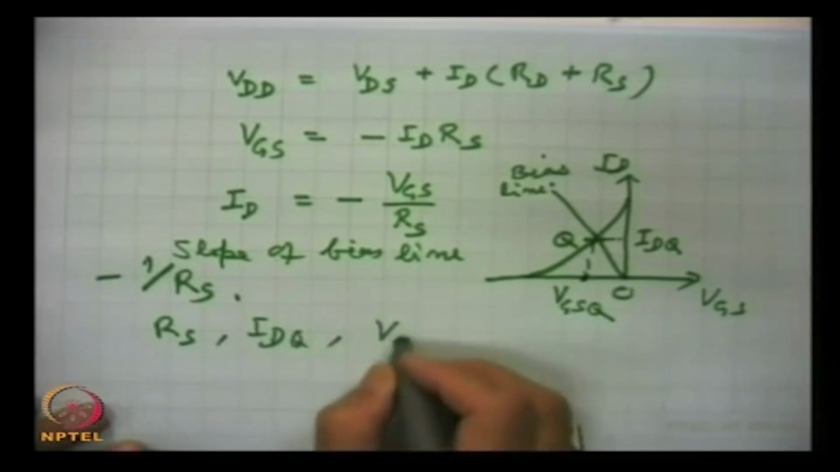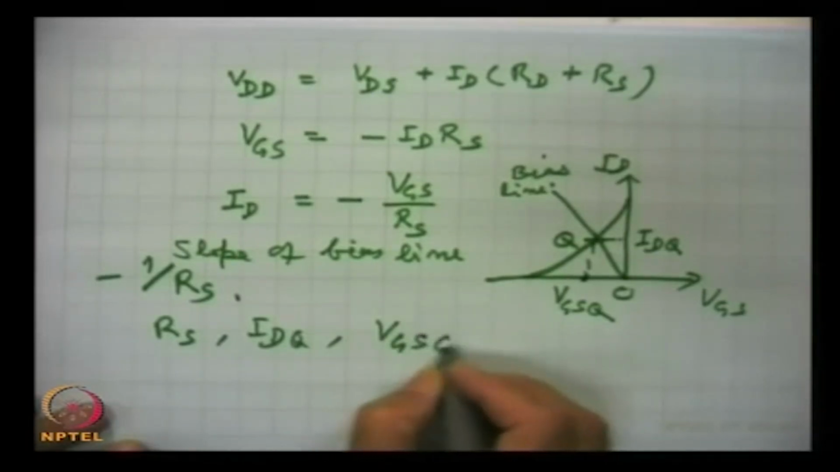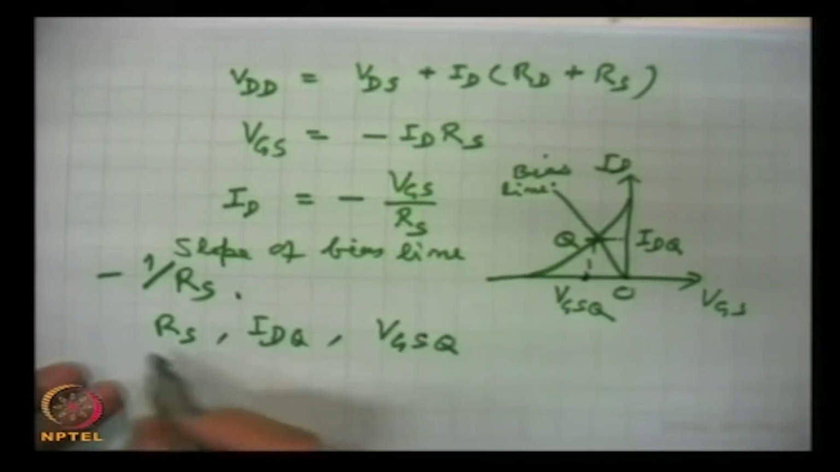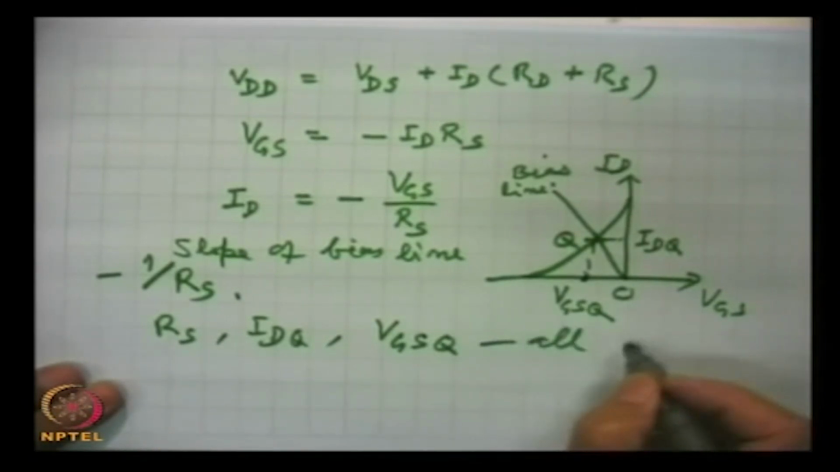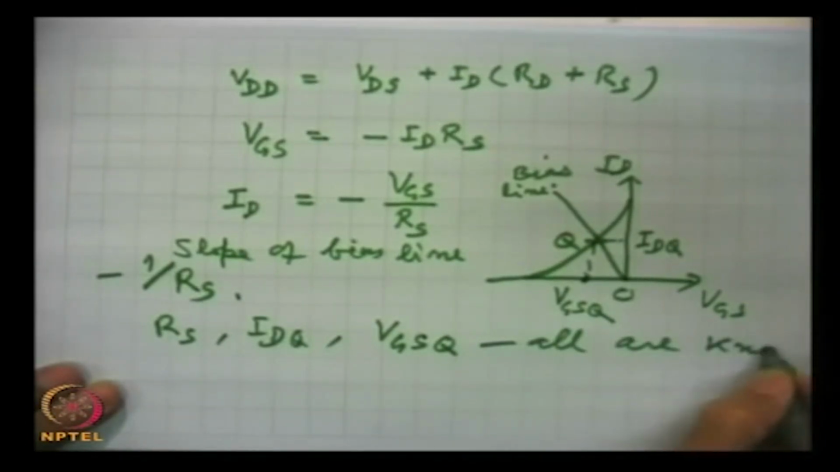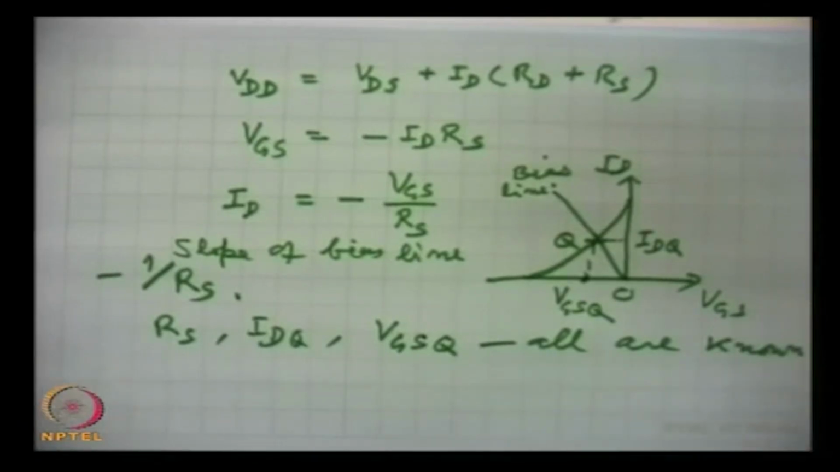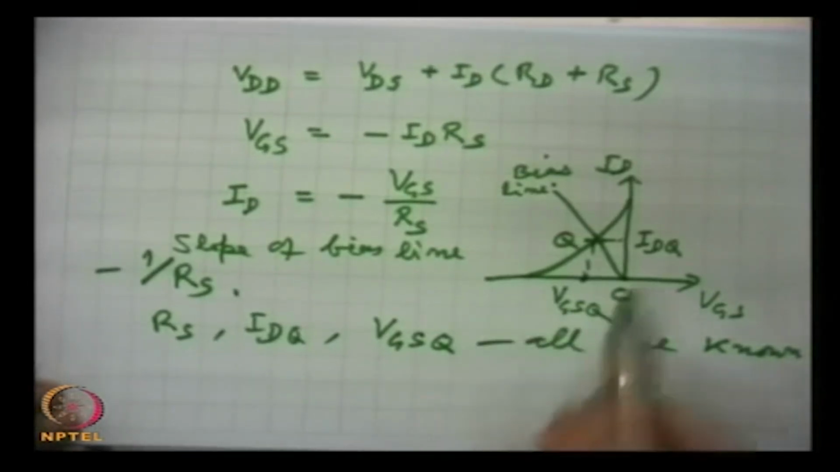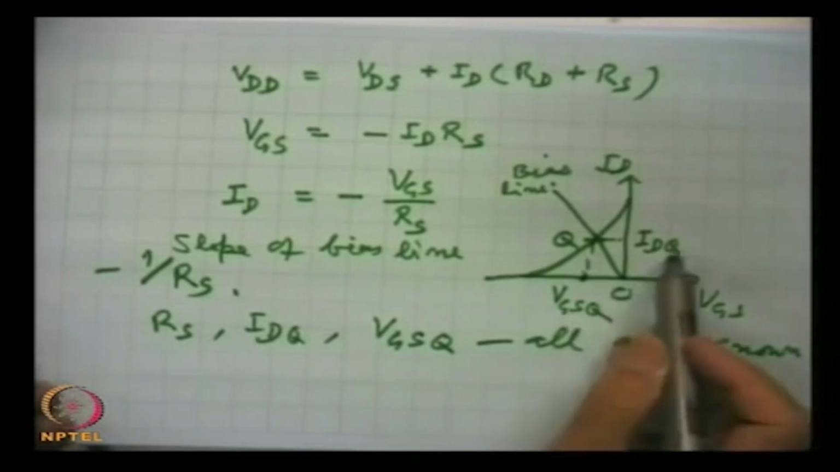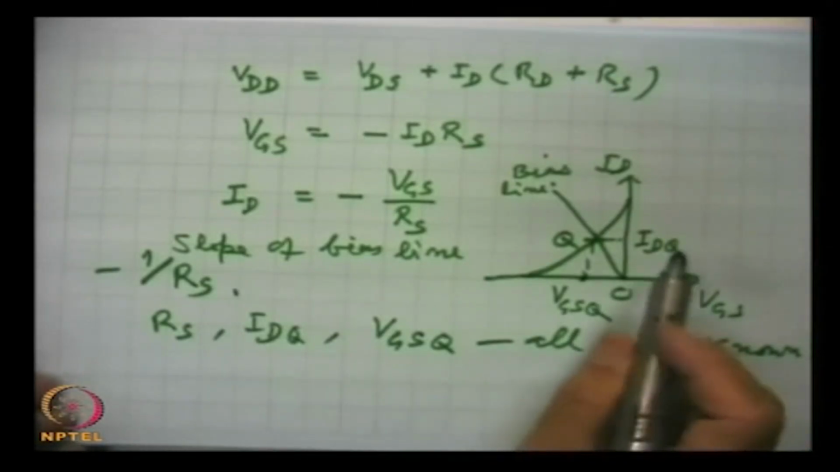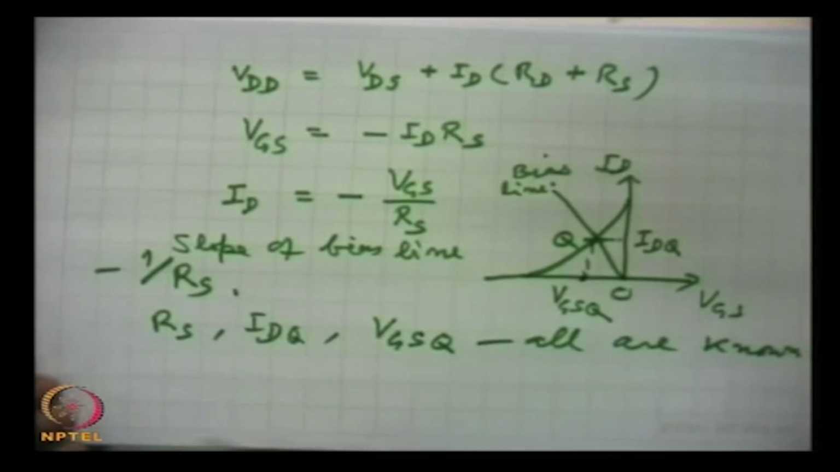So, this way three parameters are now known: the I D Q, V G S Q and resistance R S, all are known. Then this V G S and this I D will give you the value of V D S at the Q point also. Let us see the output characteristic, the drain characteristics; they were like this.